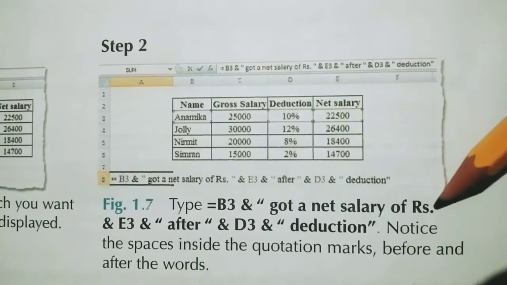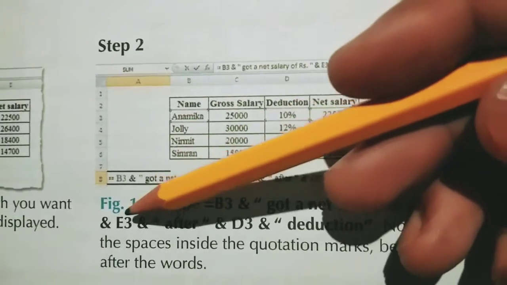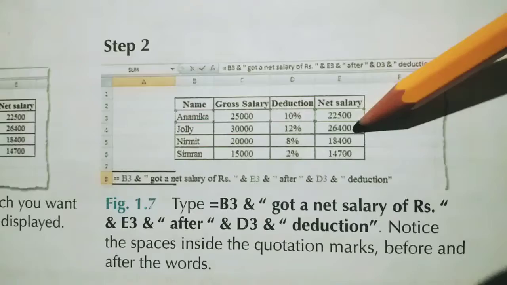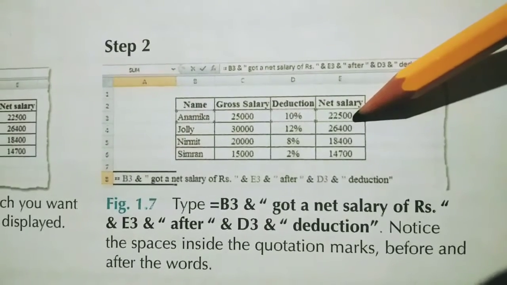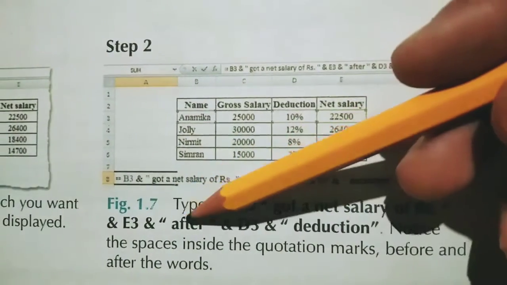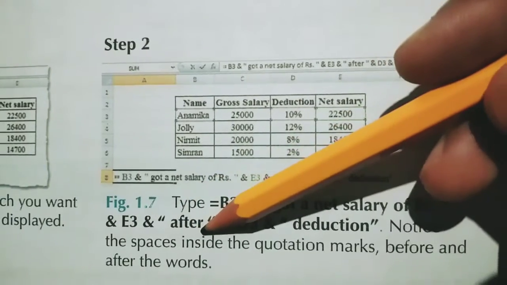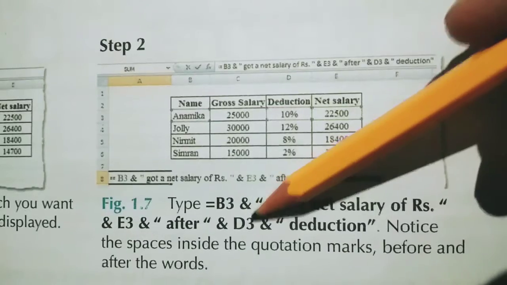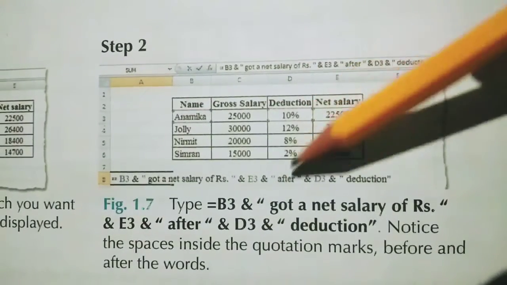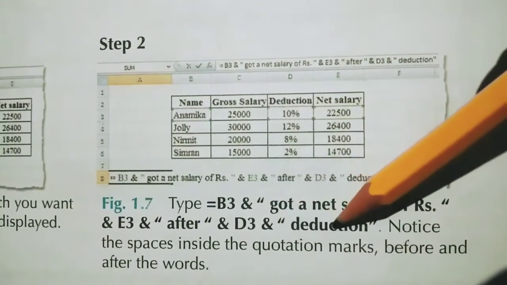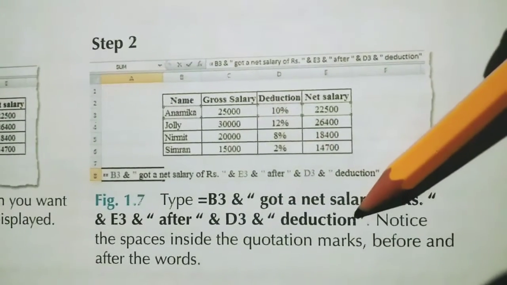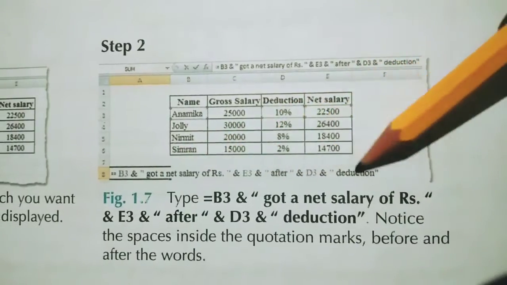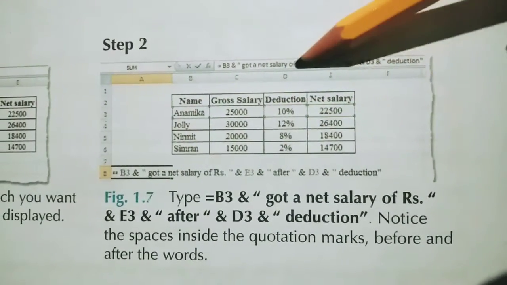Now "got a net salary of rupees". Again you have to join this with E3. E3 means E and 3, this one, the salary 22500. It will add this E3, and after this again this word inside the inverted commas, and again it is joined with D3. D3 is 10%. And again it is joined with "deduction". Deduction is a word, so you have to give it inside the inverted commas. Now after writing, you can see this written inside this cell, A8, and here also in the formula bar.